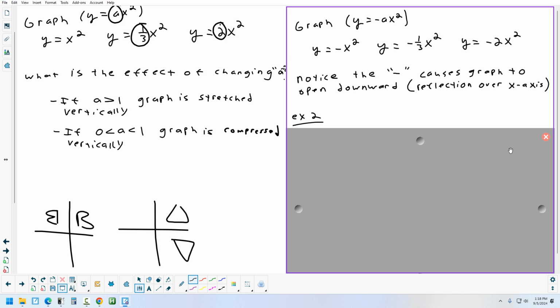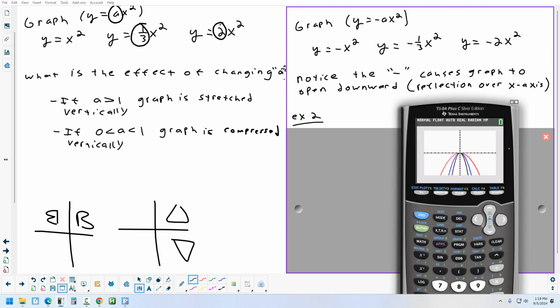Can you show what the graph looks like? Yep. They all look like that. They all open down. So that's pretty much what changing the number in front of x squared does. Stretches and compresses it, and if it's negative, it flips it.